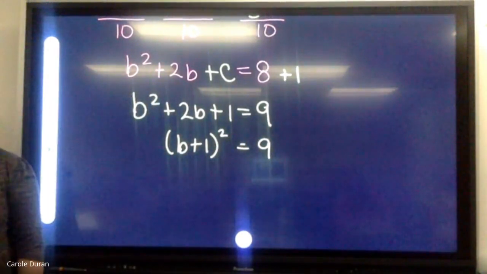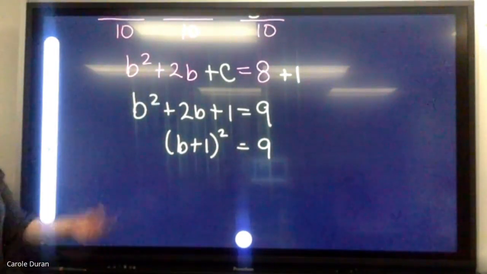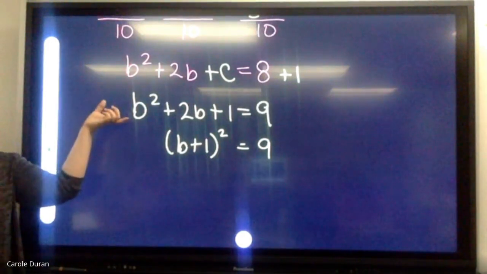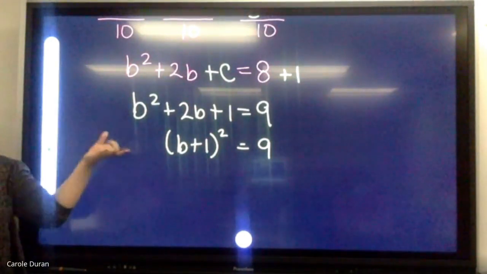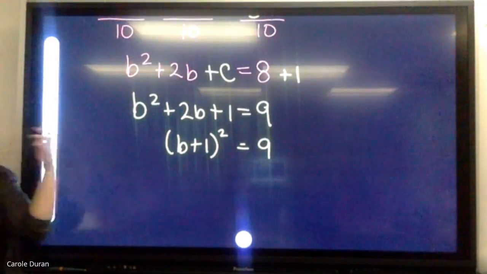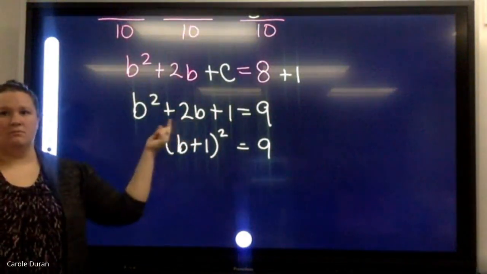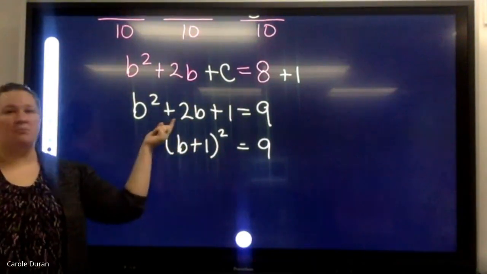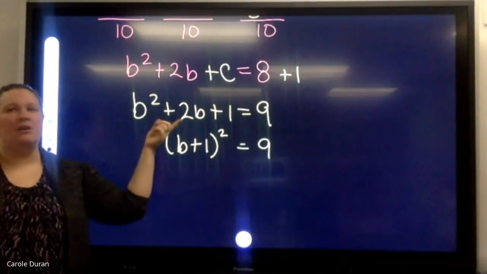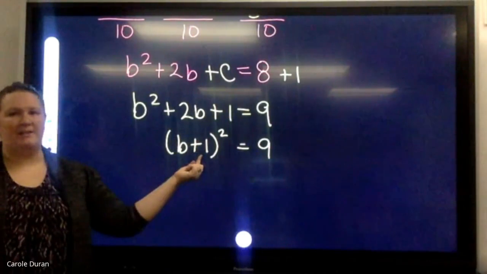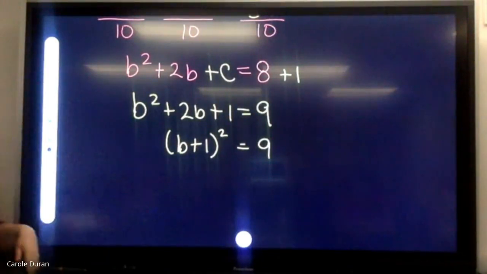I think I told you guys this trick yesterday, but I'll tell you again. When I have a perfect square trinomial, the factor that's going to repeat itself is always x plus or minus whatever half of this term was. So here, this term was a positive 2, half of positive 2 is positive 1, and that works every single time.